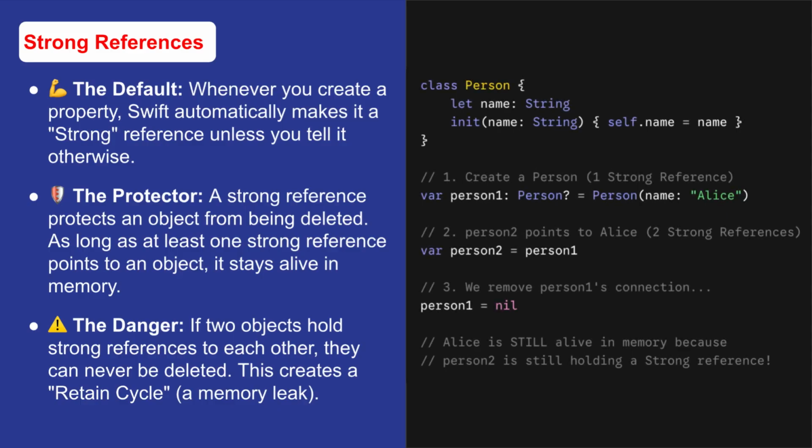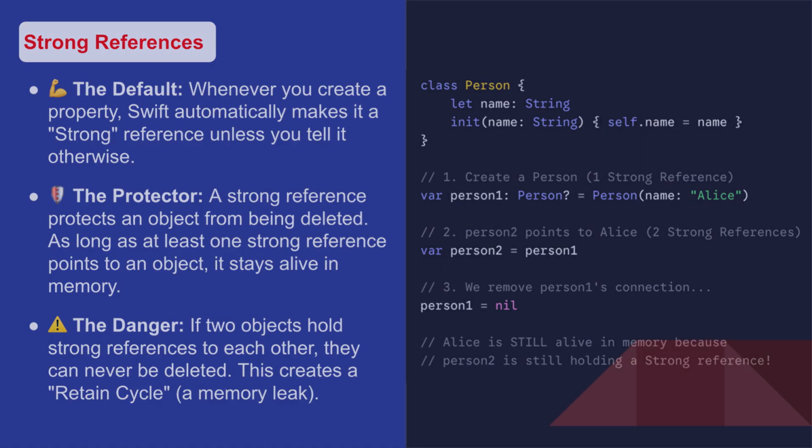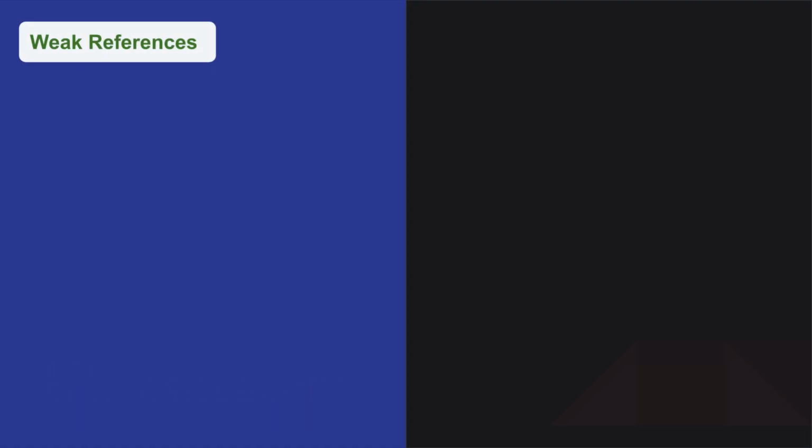Look at the code on the right. When we create Alice, we have one strong reference. When we point person 2 to Alice, we now have 2. Even if we set person 1 to nil, Alice stays alive in memory because person 2 is still holding a strong reference, preventing the instance from deallocating safely. Now, let's move on to weak references and see how they act as the ultimate cycle breakers.